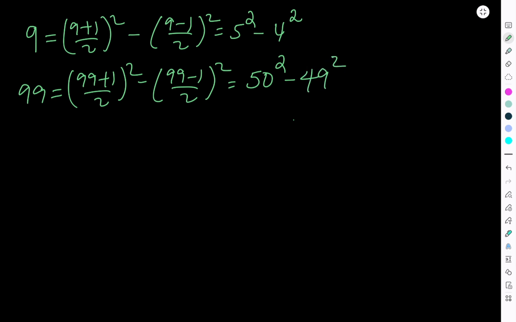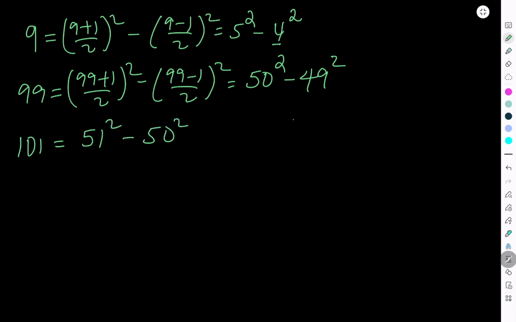Look at the relation here. We have 5 with 4. The second number, 4, is 1 less than the first number, 5. Similarly here, 49, the second number, is 1 less than the first number, 50. You can see the pattern, right? And shall we add one more? For example, say we have 101. It's going to be 101 plus 1 is 102, divided by 2 is 51 squared, minus 50 squared.